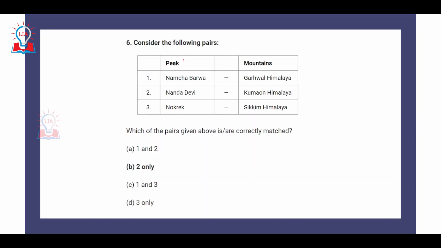Sixth is about mountain peaks and mountains. This is again a very repetitive kind of question where peaks, glaciers, and respective mountains have been asked many times. So here we have Namcha Barwa, and then you have to find out which of the given pairs are correctly matched. Namcha Barwa, Garhwal Himalaya; Nanda Devi, Kumaon Himalaya; and Nokrek, Sikkim Himalaya. So only Nanda Devi is correctly matched.